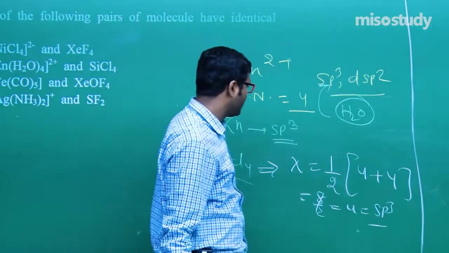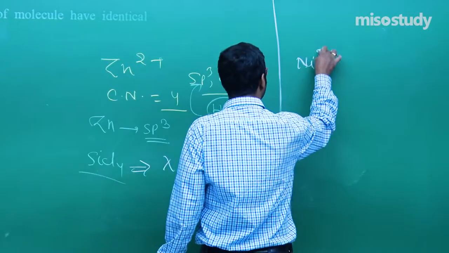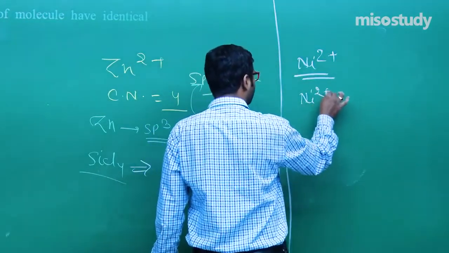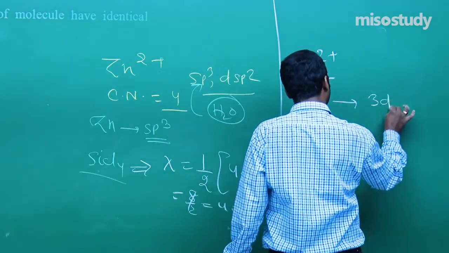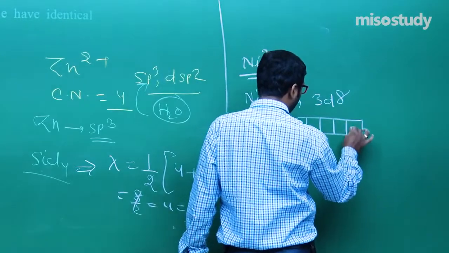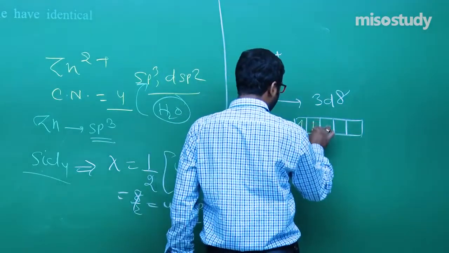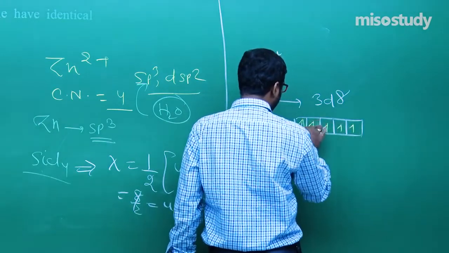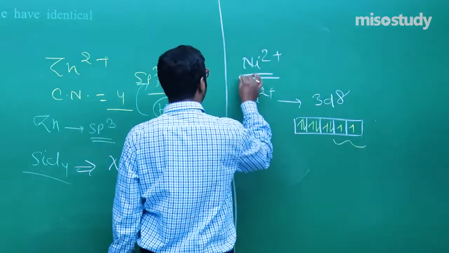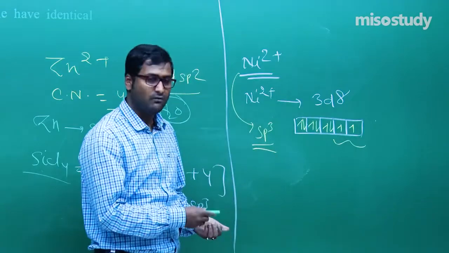What we find here is that in the case of Zn(H2O)4 and SiCl4, the hybridization is sp3. If I talk about the first option, Ni is in the +2 oxidation state, am I right? So it can be represented like this, 3d8. Check it out, 1 2 3 4, 1 2 3 4 5, and put here 1, 2, 3, 4, 5, 6, 7, 8. Now for NiCl4, there is also sp3 hybridization, because Cl is a weak field ligand.